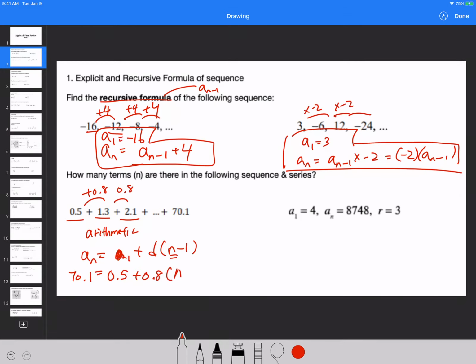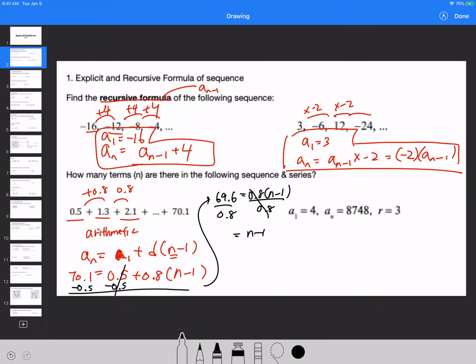The common difference is 0.8. So first we need to subtract away 0.5 on both sides. Once I do that, I get 69.6 is equal to 0.8 times n minus 1. Divide by 0.8 on both sides, and you get n minus 1 is equal to 87. Add the 1 on both sides, you get n is equal to 88. That should be the number of terms.